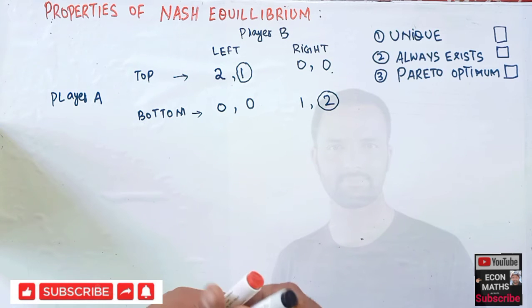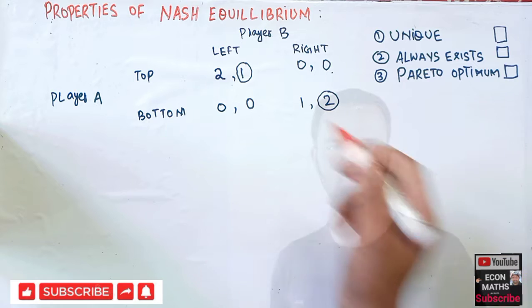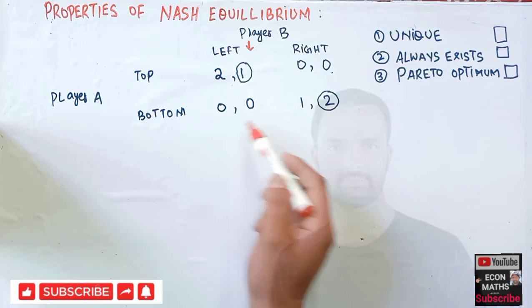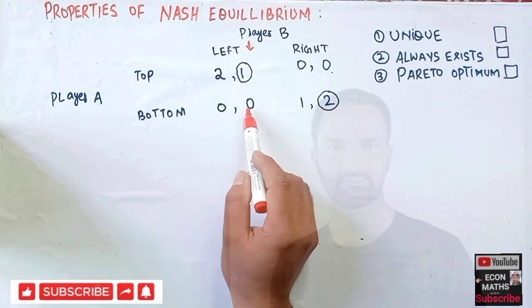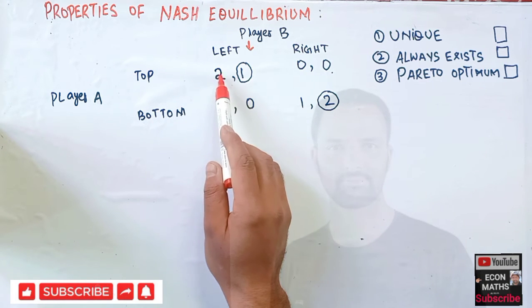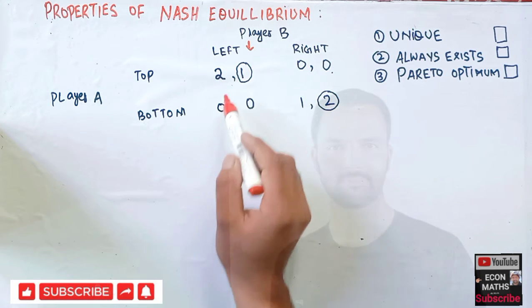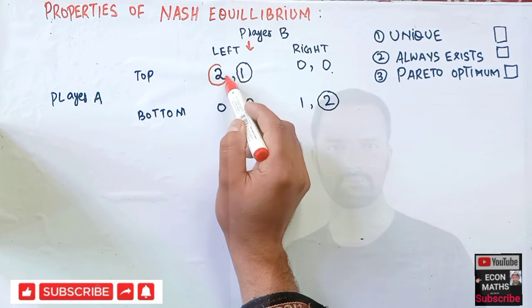Now consider what happens when player B chooses left. Player A has again two options, either to go top or bottom, and going top gives him 2 as payoff, going bottom gives him 0 payoff, so 2 is greater than 0. That means player A will choose to go top.